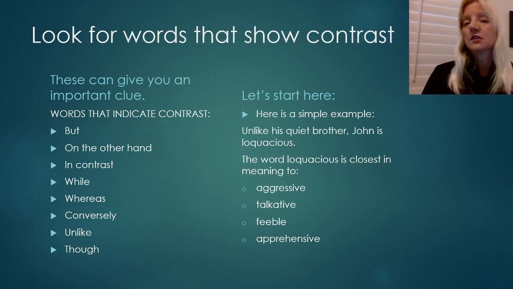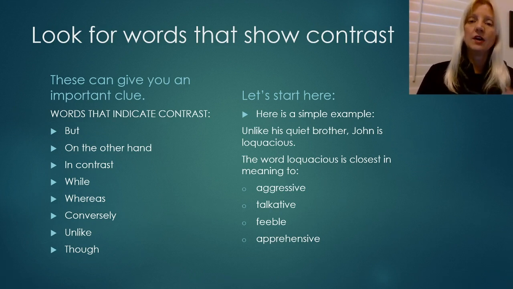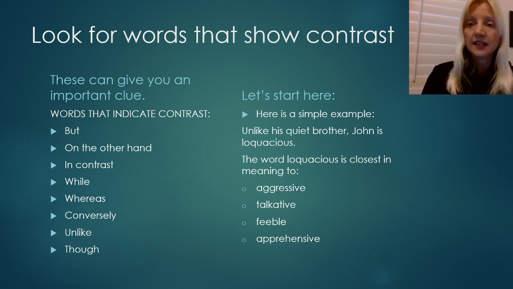For example, here's a simple sentence to get us started. Unlike his quiet brother, John is loquacious. So we have unlike and quiet. And then John is loquacious. So loquacious must mean something different than quiet. Then when we look at our four answer choices, the word that is the most different from quiet is the second word, talkative.